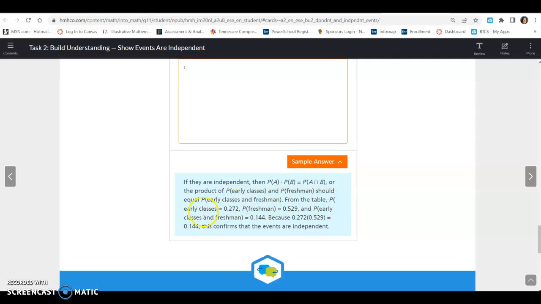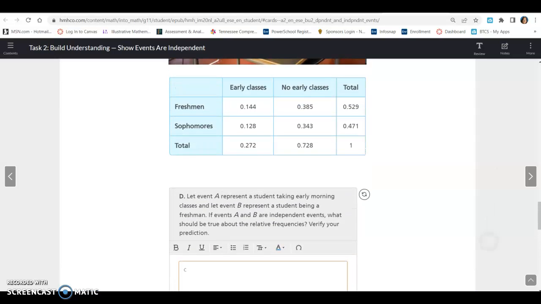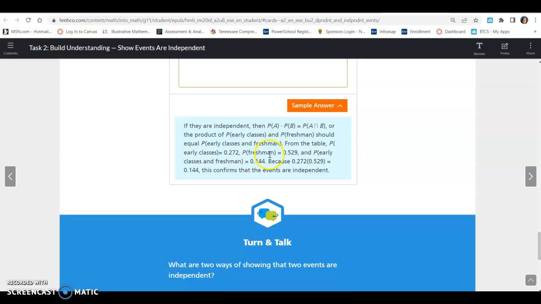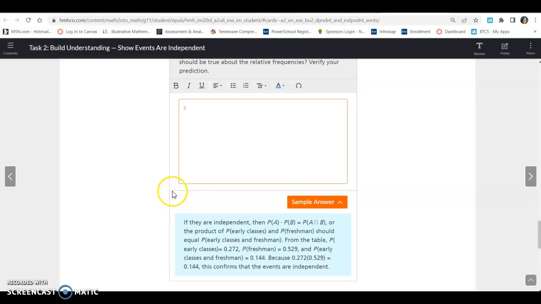From the table, early classes equal 0.272, freshmen equals 0.529. Okay, right here and right here. So P of early classes and freshmen is 0.144. Because when you multiply these together, you get that, it confirms that the events are independent. All right, that's all for task 2. If you have any questions, let me know.